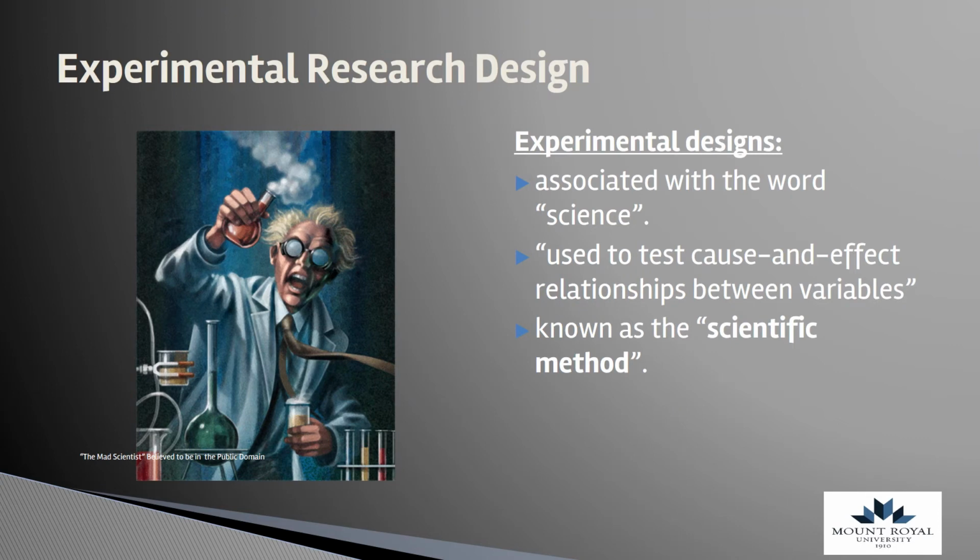So the RCT or experimental design, it's associated with the word science. As I mentioned, it's used to test cause and effect and relationships between variables. So the independent variable and the dependent variable. We're just going to look at that in a couple slides. So also known as the scientific method.